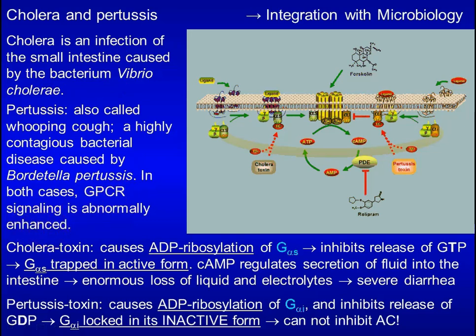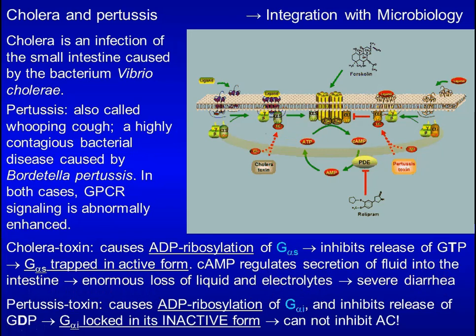In these two cases, bacteria produce a specific toxin. Cholera toxin causes ADP ribosylation of G-alpha S. It inhibits the release of GTP from G-alpha S. Therefore, G-alpha S is trapped in active form, which causes a rise in cyclic AMP level. Cyclic AMP regulates secretion of fluid into the intestine. A rise in cyclic AMP causes enormous loss of liquid and electrolytes, leading to severe diarrhea.